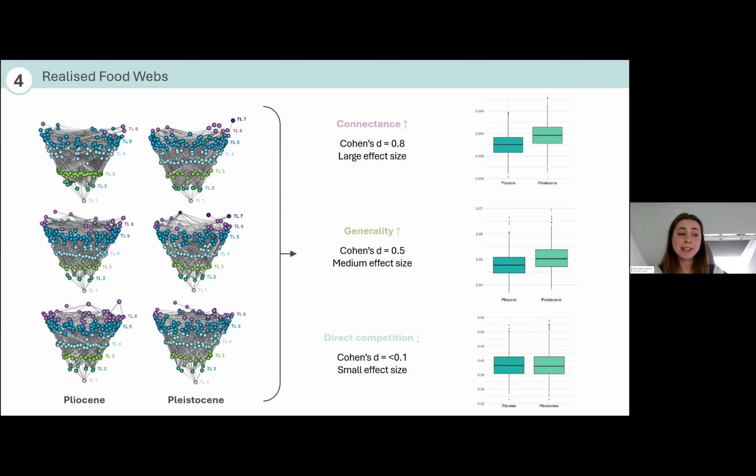Whereas with direct competition, this has a small effect size with a Cohen's d of actually less than 0.1. So this is very, very small. So all of a sudden, this change appears more negligible than it did in our meta-community webs. So it's really interesting to compare both of the results from the meta-community and the realized webs to get a better understanding of what is actually happening. And thankfully, in this case, the results did essentially align. So we can say that overall, there wasn't actually that much change in any of the metrics and motifs over the extinction. And that wasn't due to high connectance of the meta-community webs. We're still seeing this signal in the realized webs.